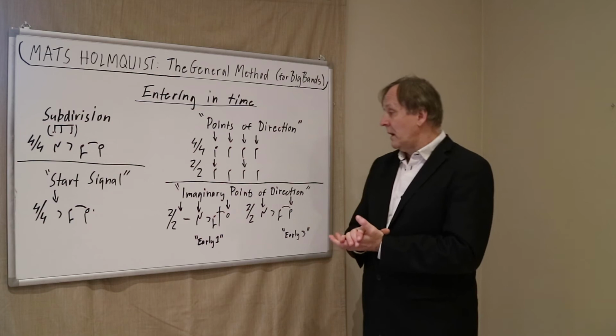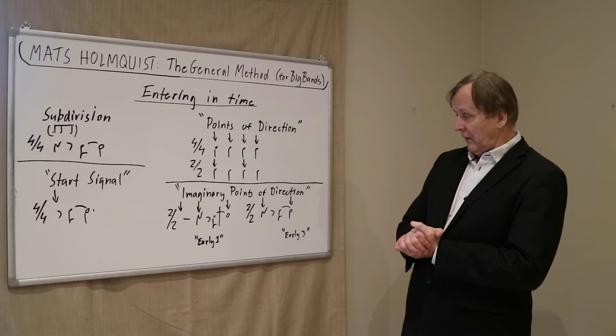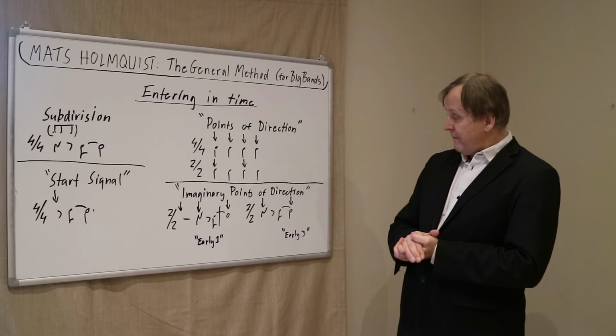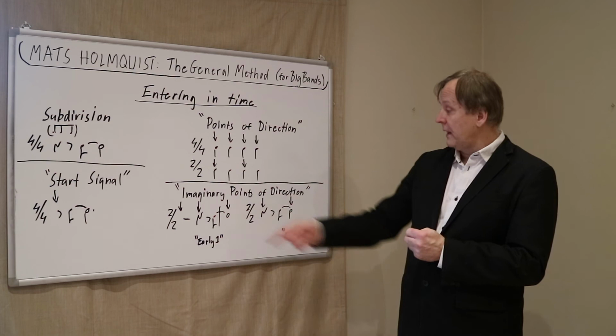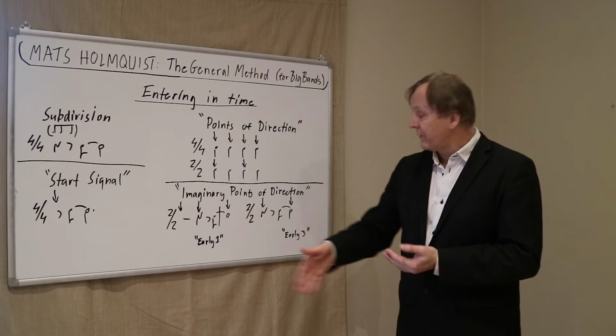Imaginary points of direction is the most advanced term in this case. Let's say you have half tempo and you enter on the offbeat of four. You stomp on one and three, and you think of this offbeat of four as an early one. What you do is you only focus on one, and then you play right before. One, two, three, four, one, two, three, four, bah! You just put the note right before, the focus is only on one.